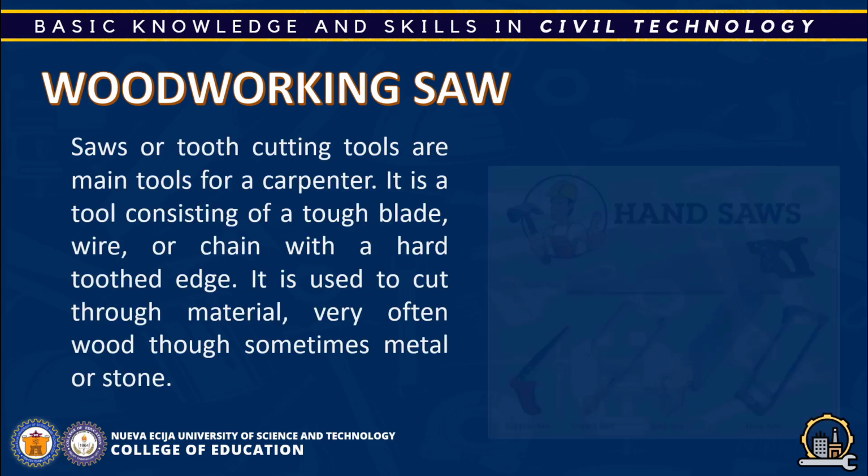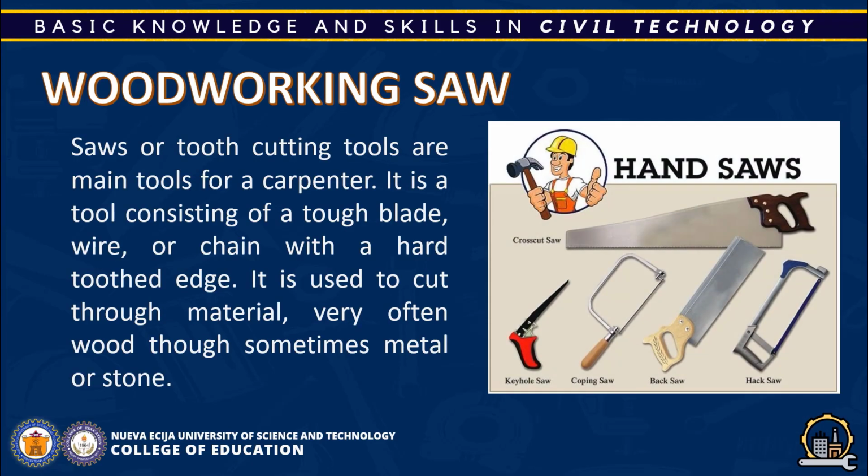Saws or tooth-cutting tools are the main tools for a carpenter. A saw is a tool consisting of a tough blade, wire, or chain with a hard, tough edge. It is used to cut through material, very often wood, though sometimes metal or stone.